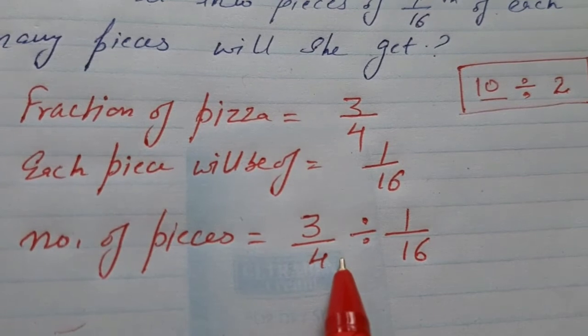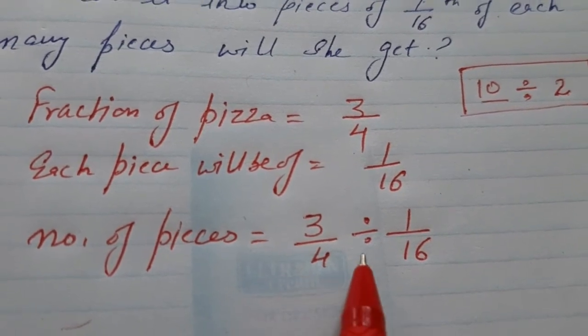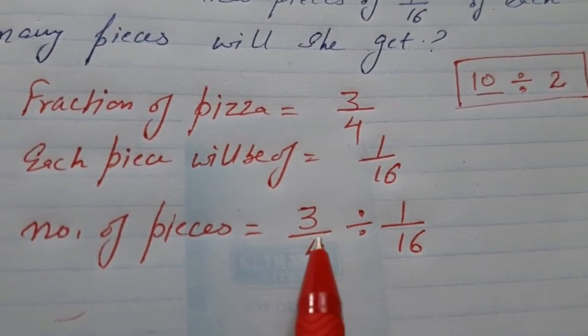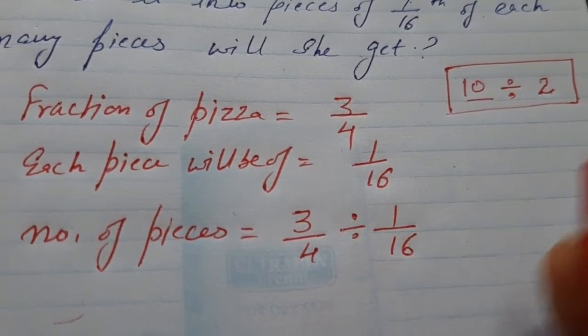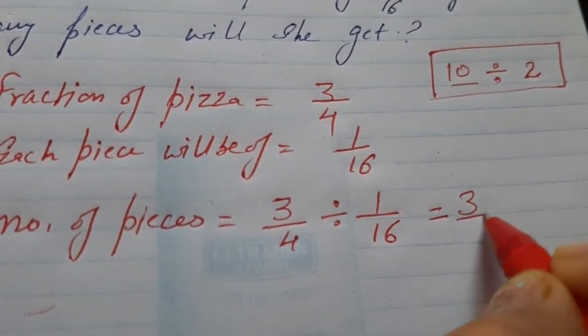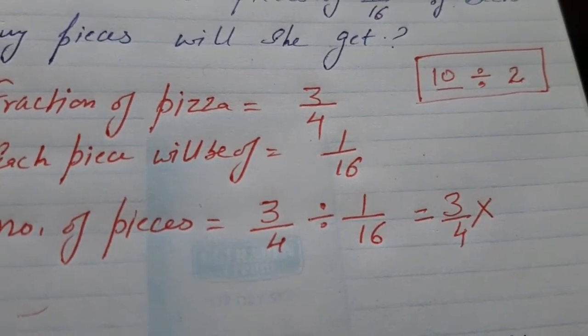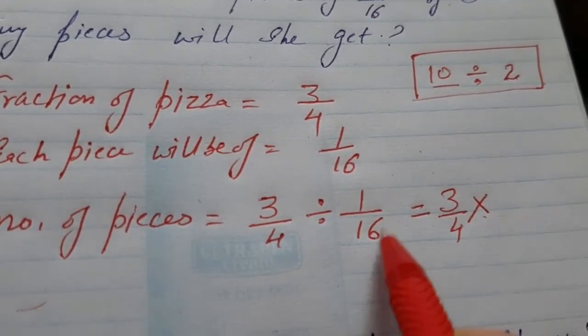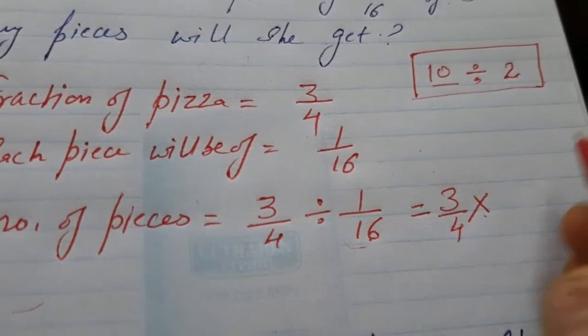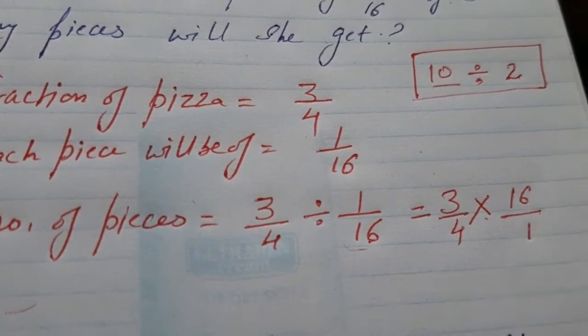The question is of fraction only, but the same formula we will use here. We will use the division. Now, to do the division, we will change the sign of division into multiplication, and to change the sign we have to take the reciprocal. So it will come out to be 16 by 1.